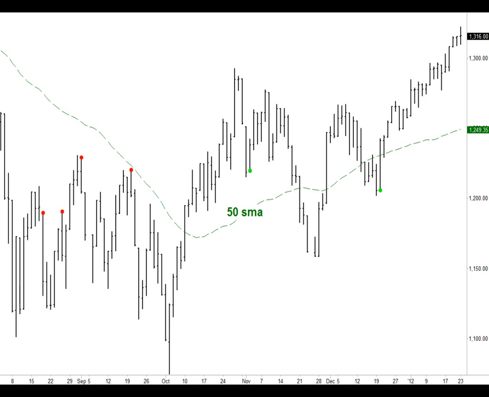So looking back once again at the S&P 500 chart, we have the sell signals generated and we have the buy signals generated.